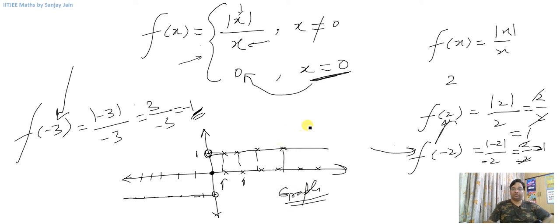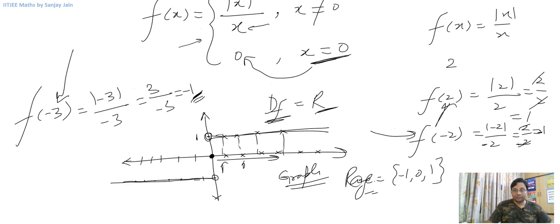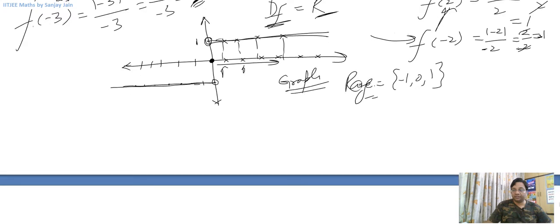Domain and range we have already seen. The domain of this function is all real values, because at 0 also we are getting a value, which is 0 itself, right? For positive values we are getting 1. For negative values of x we are getting minus 1. So the domain, yes, is all real numbers. And what is the range? The range we have already written is minus 1, 0, 1. This was a little bit about the SIGNUM function.